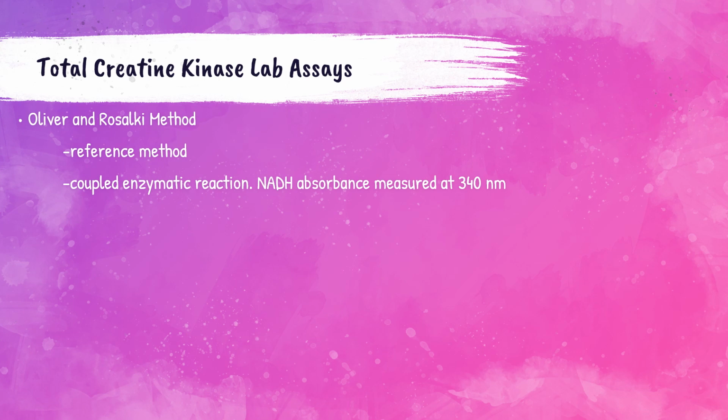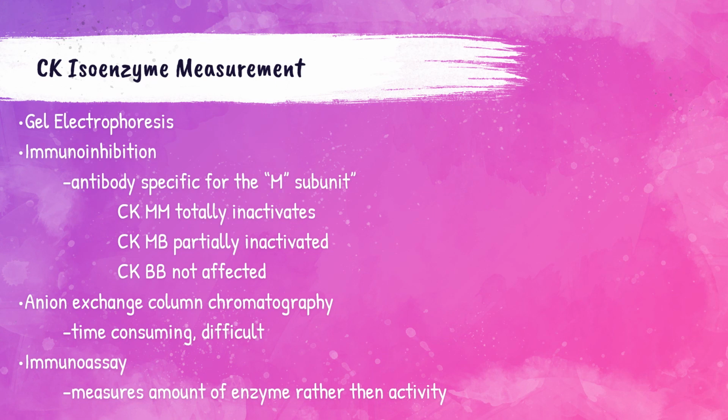But in short, a sample that contains total CK in it is reacted with a reagent that produces a change in absorbance, and that change of absorbance is measured using a spectrophotometer, and this change of absorbance is proportional to the amount of total CK present within the sample. So specifically, the NADH absorbance is measured at 340 nanometers on that spectrophotometer. So the Oliver and Rosalke method is for measuring total CK. And total CK is performed all the time in hospital laboratories.